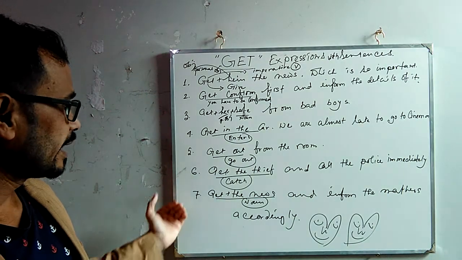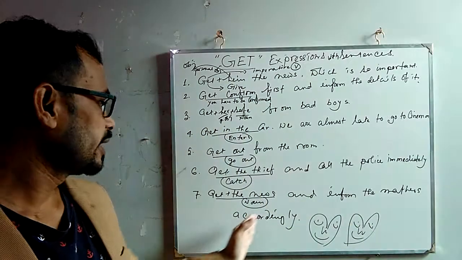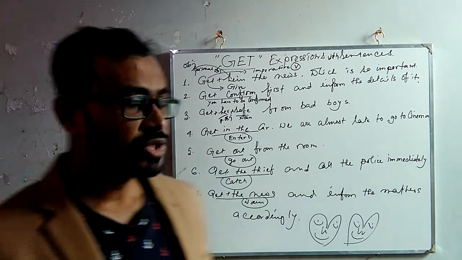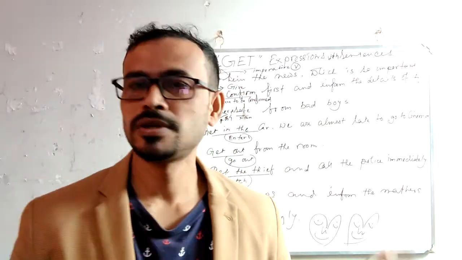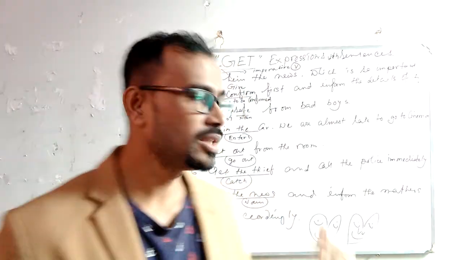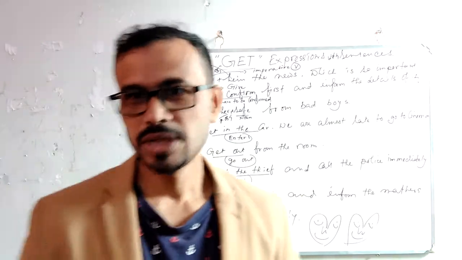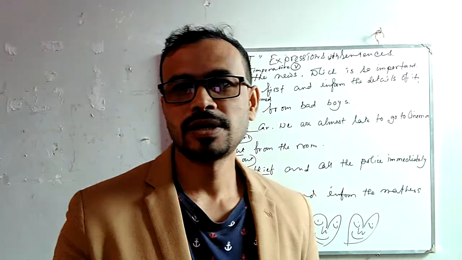Number seven, get the news and inform the matters accordingly, okay? So get the news. So you have to be confirmed first about the news or information, and then inform the matters accordingly, okay? So I want to write some sentences and I will discuss them, okay?